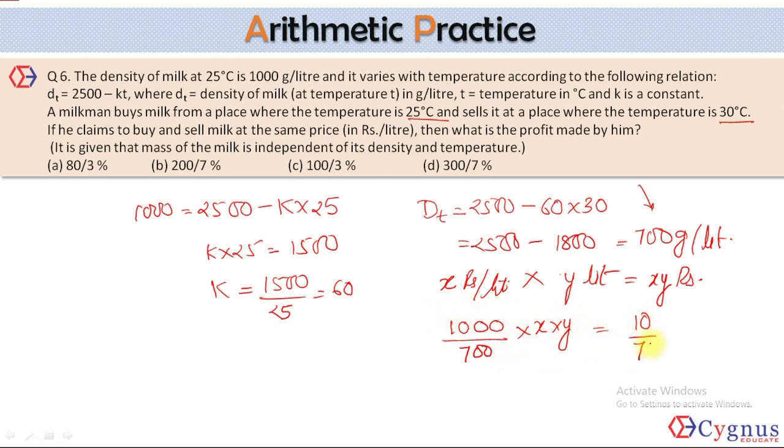Effectively, it becomes 10 by 7 of XY. So his investment was XY and returns at 10 by 7 of XY. Obviously, this is more than XY. So his profit will become how much? 10 by 7 XY minus XY. Profit percent will divide it by XY into 100. So effectively what you're going to get here, 3 by 7 into 100, that is 300 by 7. So the answer becomes fourth option. Because density has reduced, that's why the same mass will give you more money here.